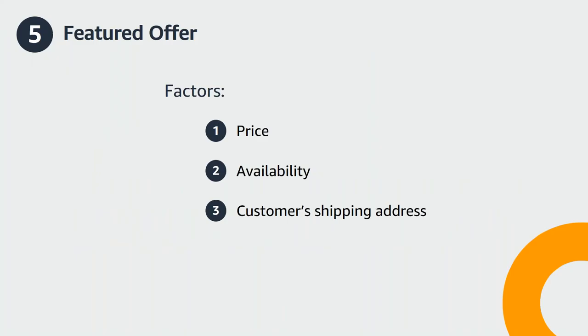The fifth and final key component of a product detail page is the feature offer box. Customers see an individual seller's listing information in this space. They can use it to buy the product directly or add it to their shopping cart for later. The listing that appears as the featured offer depends on several factors, including price, availability, and the customer's shipping address. All professional sellers who meet certain performance-based requirements are eligible to have their offers listed as the feature offer.